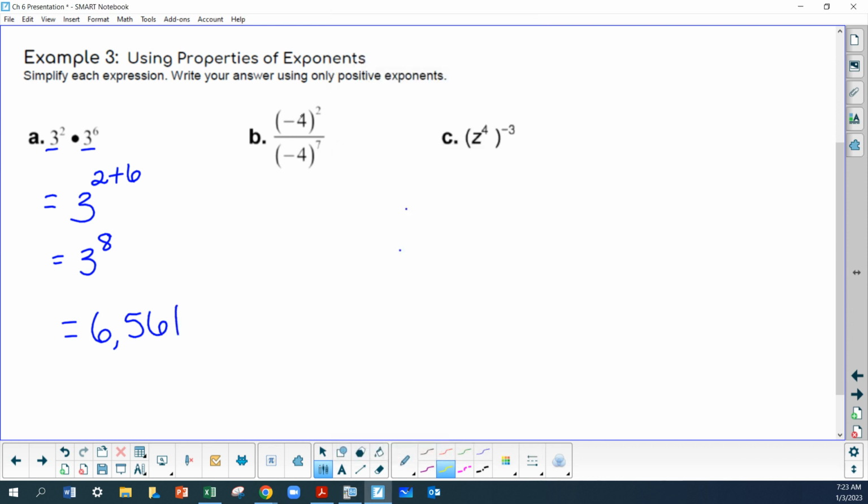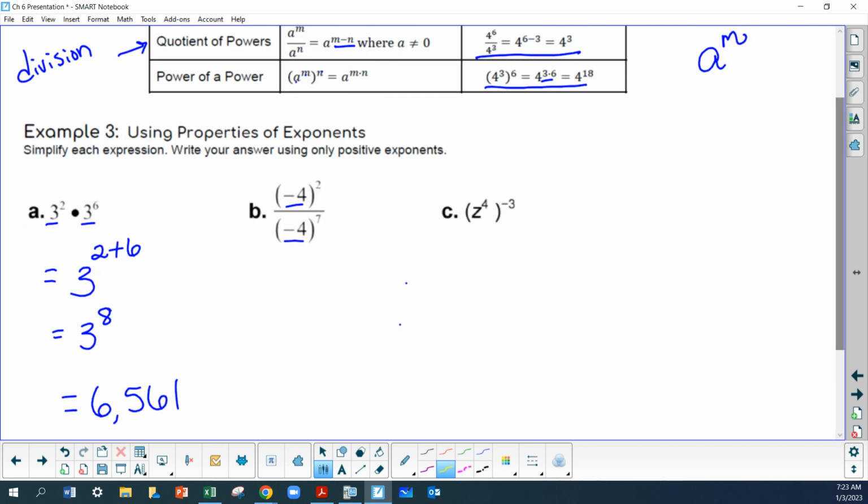Next, negative 4 raised to the 2 and negative 4 raised to the 7. We have a quotient going on. We got division, don't we? Our bases are indeed the same. So this becomes like this rule for quotients. I'm going to take my base, negative 4, and raise it to the m minus n, the top exponent minus the bottom exponent. Of course, that's going to give me a negative 4 raised to the negative 5.